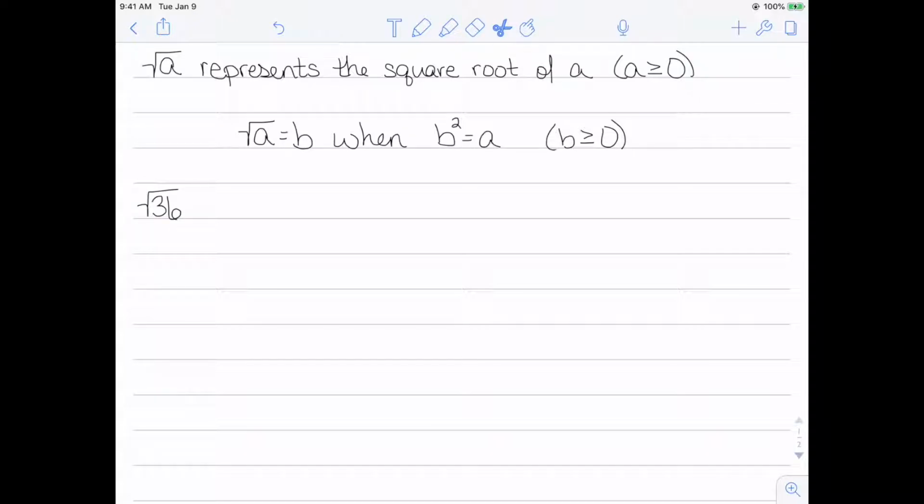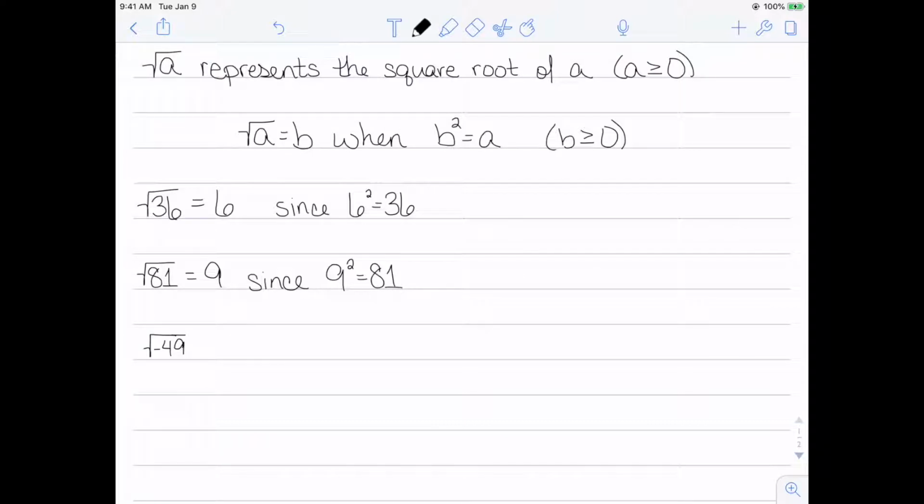The square root of 36. The square root of 36 is equal to 6, since we know that 6 squared is equal to 36. If I want to try to do the square root of 81, that would be equal to 9, since 9 squared is equal to 81.